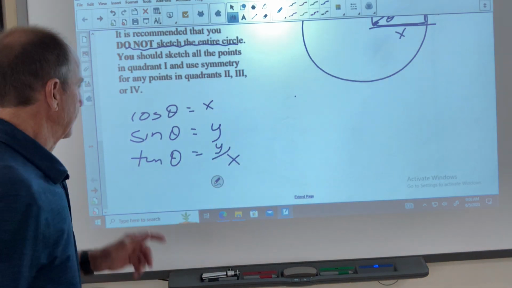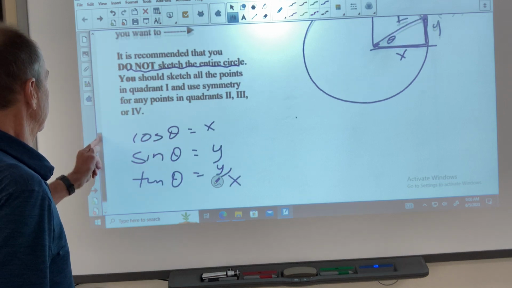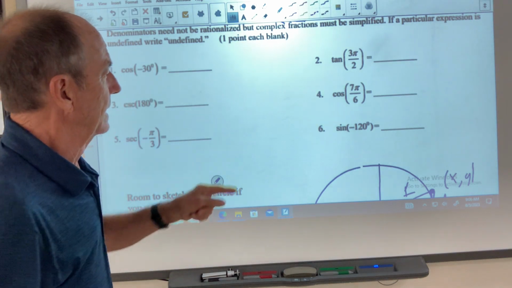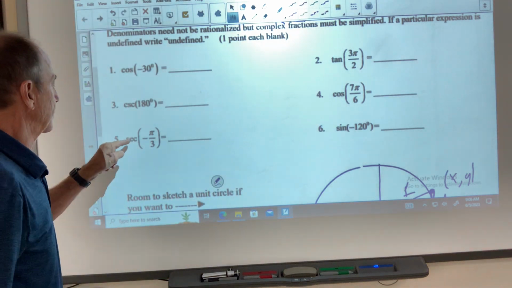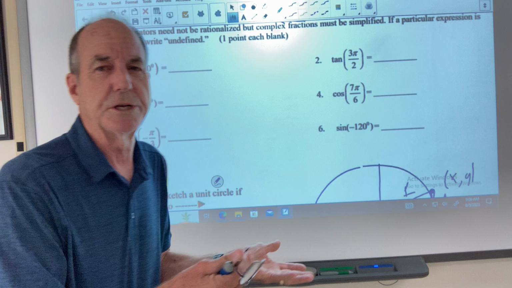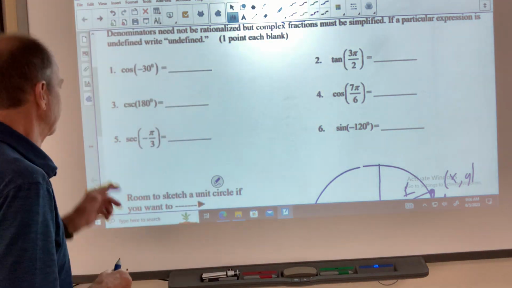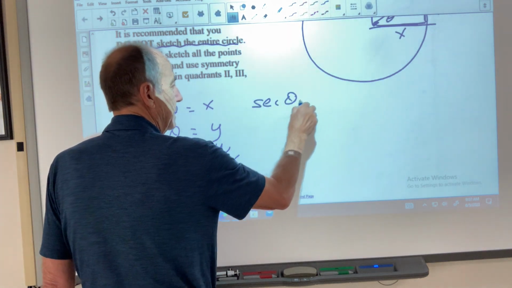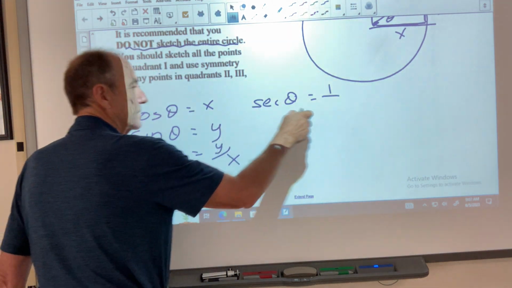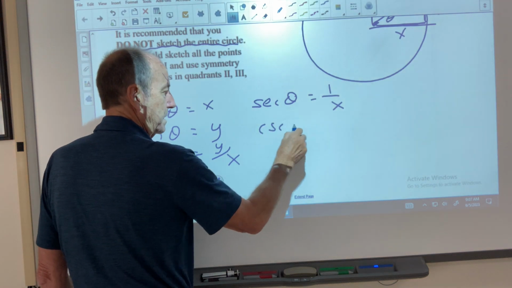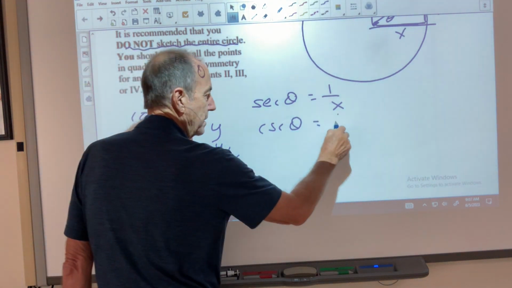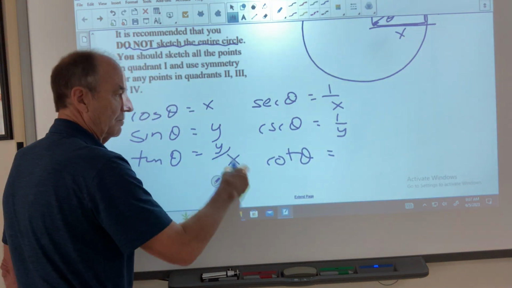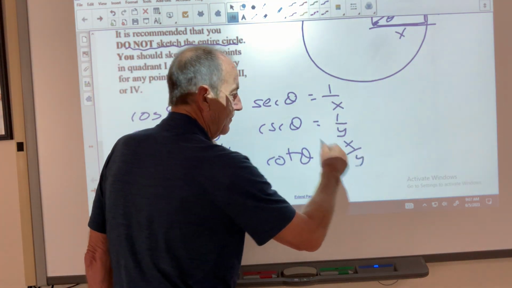Some of the questions that were asked deal with the reciprocal functions. So the cosecant is the reciprocal of the sine, and the secant is the reciprocal of the cosine. We don't have a cotangent question in here, but yeah, you need to know the reciprocal identities as well. The secant is the reciprocal of this, and the cosecant is the reciprocal of this. If we needed the cotangent, it would be the reciprocal of y over x, x over y.